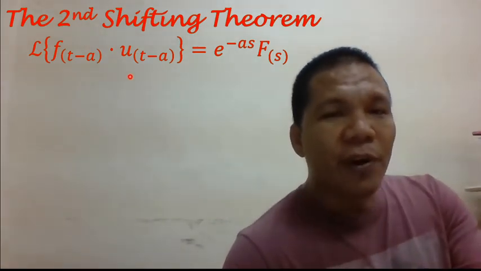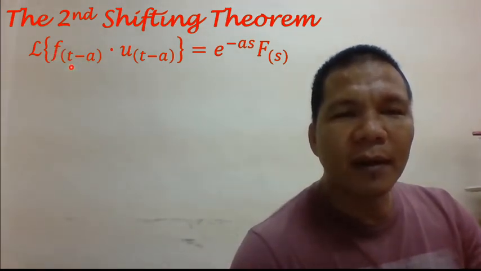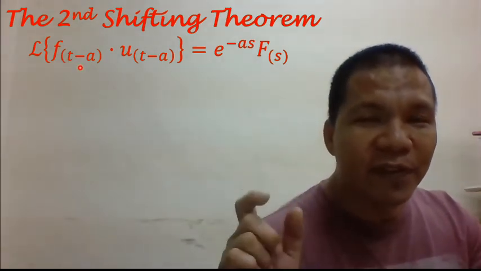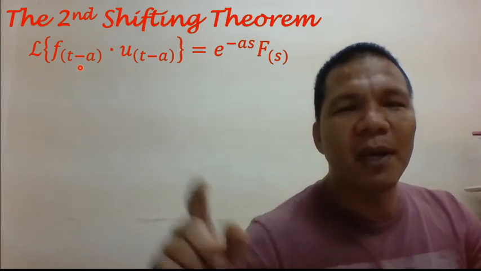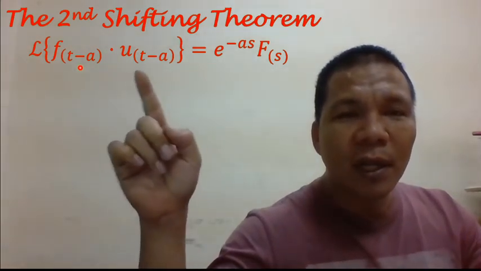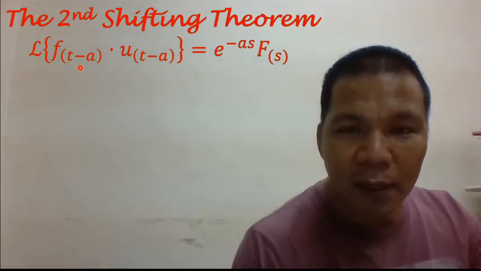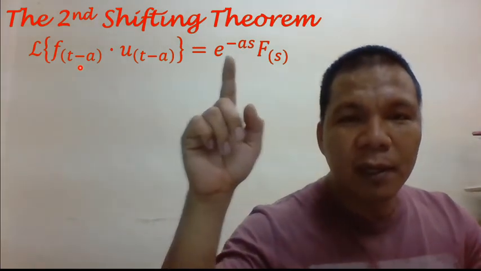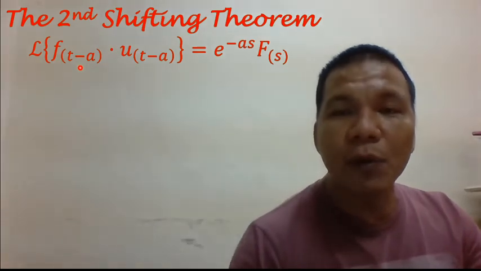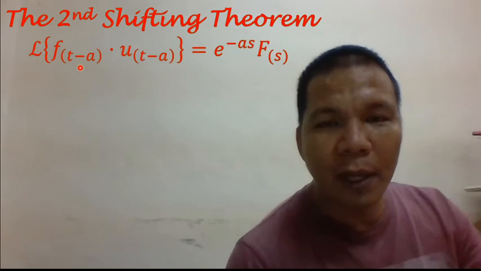Take note of the form that your function of t minus a is actually your function of t shifted by a units, multiplied by u sub t minus a. Take note that the amount of shift in time should be equal so that you can use this formula. If the two shifted values are not equal, you have to make them equal. I will be discussing that in our next meeting.